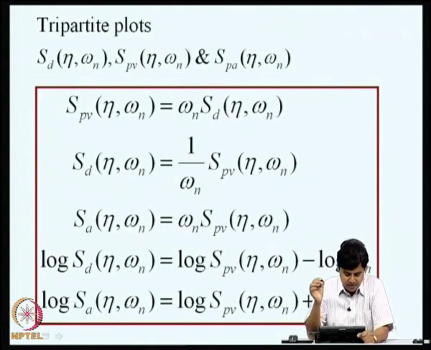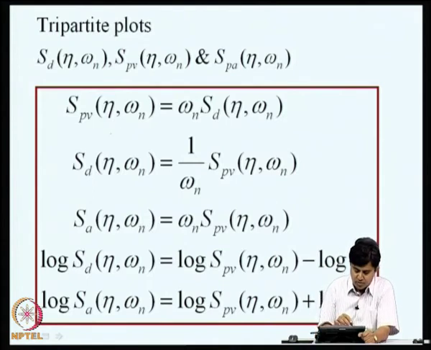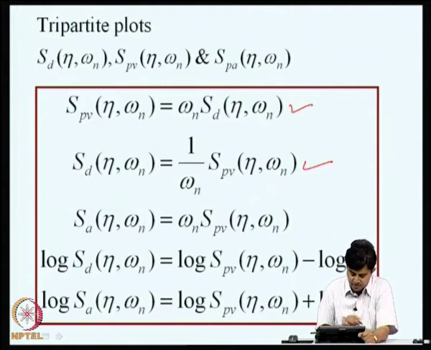Often the response spectra are shown on what are known as tripartite plots, and that is based on the observation that SPV and SD are related through this expression, and SD and SPV are related through this expression, and SA and SPV are related through this. So, if you take logarithms of this, these appear as straight lines.